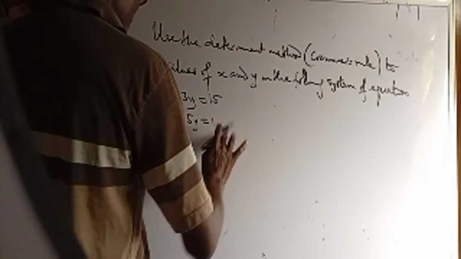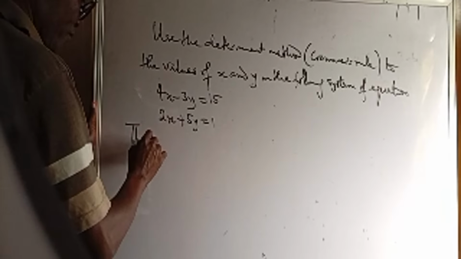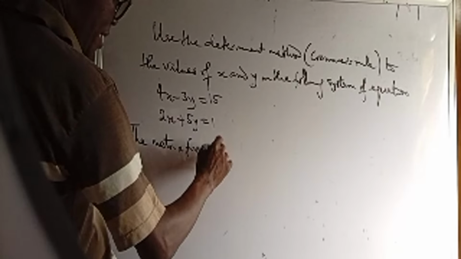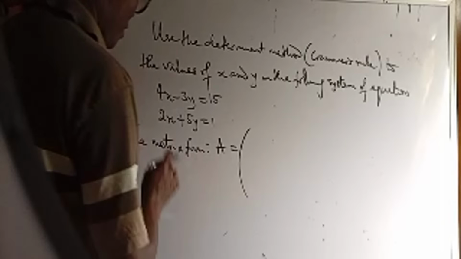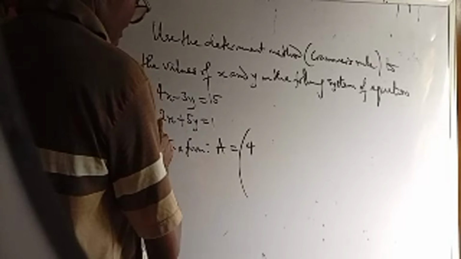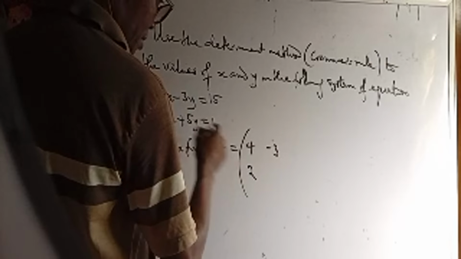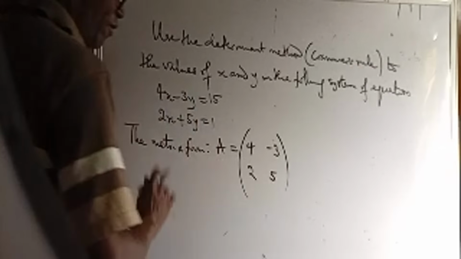The matrix form of this equation. The matrix form, let's say, is A equals to what in a matrix form now. 4, we pick all the real numbers, 2, -3, and 5. That is the matrix form.